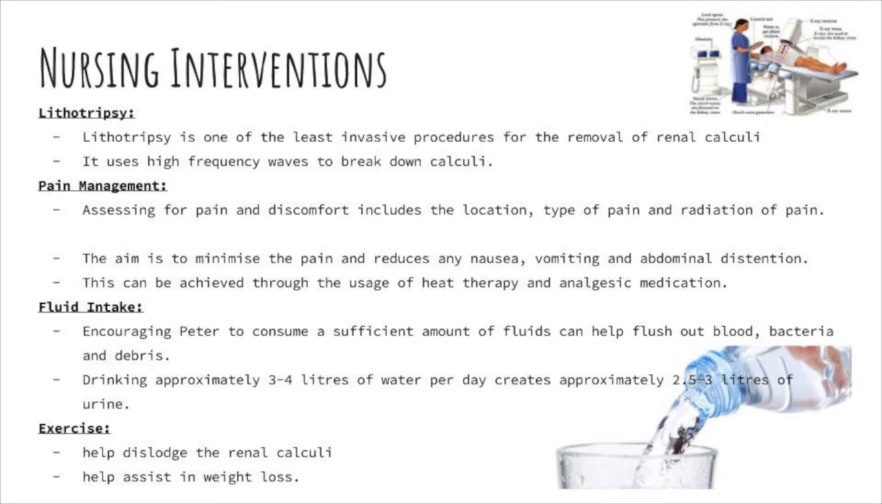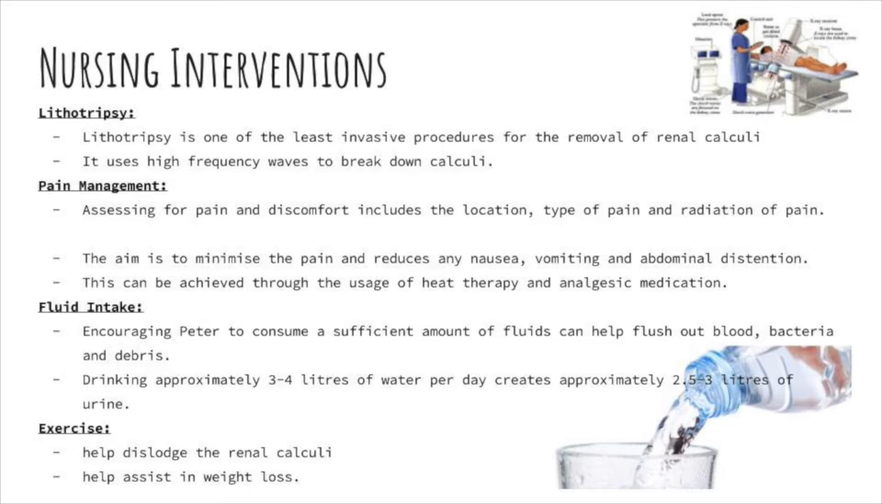Pain management. Assessing Peter for pain and discomfort includes the location, type of pain, and radiation. A tool that can be used to assess what pain Peter is experiencing is the PQRST tool. The aim is to minimise the pain Peter is experiencing and reduce any symptoms such as nausea, vomiting, and abdominal distension. This can be achieved through the use of heat therapy and analgesic medication.